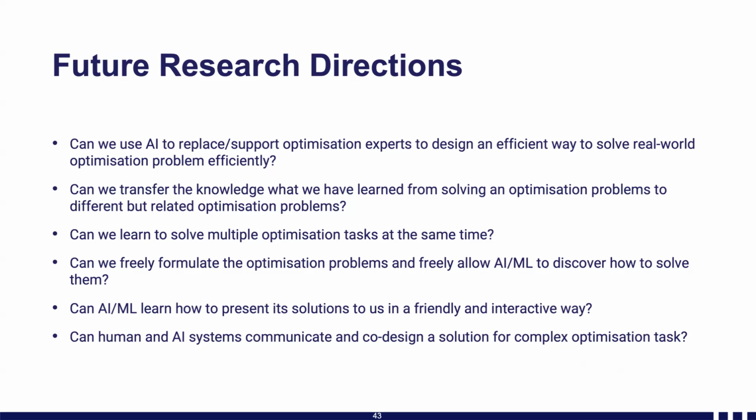And the last two are more about including humans in the loop. It's quite aligned with the responsible AI frameworks that people are trying to develop all around the world. So I try to see whether AI and machine learning can learn how to represent a solution to us in a friendly and interactive way. And can human and AI systems communicate and co-design solutions for complex optimization tasks?